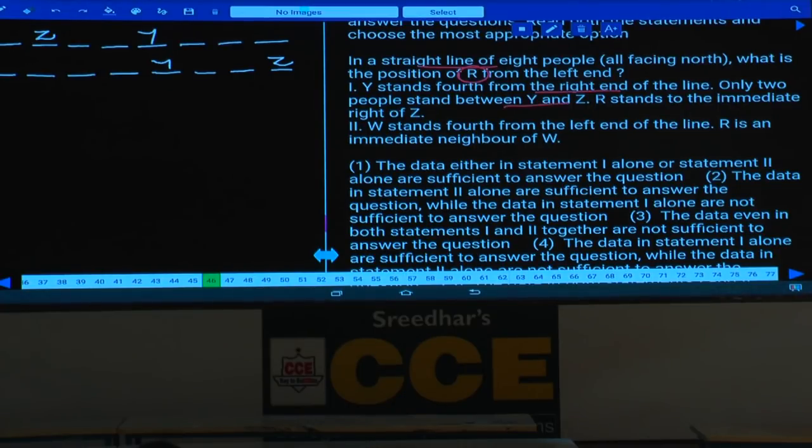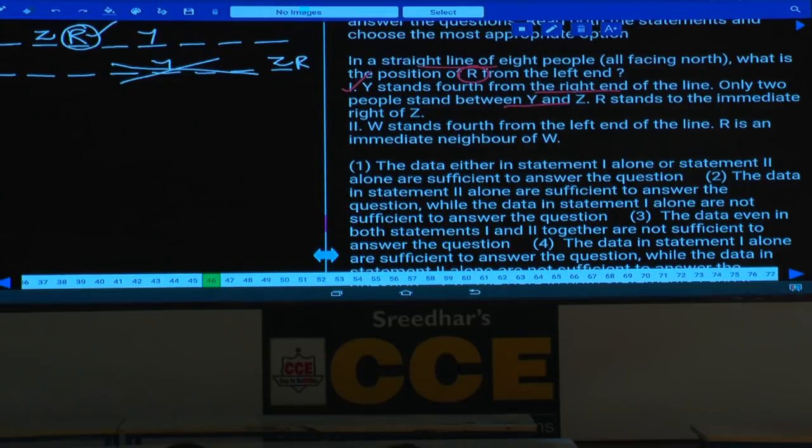R stands to the immediate right of Z. Now in this case R stands to the immediate right of Z, R is here. And in this case R is to the immediate right of Z. Is it possible? Not possible. Hence this case is ruled out. Finally we are left with only one case. Now in this one, what is the position of R from the left hand of the row? Third. Are we getting a unique answer or not? Hence 1 alone is sufficient.